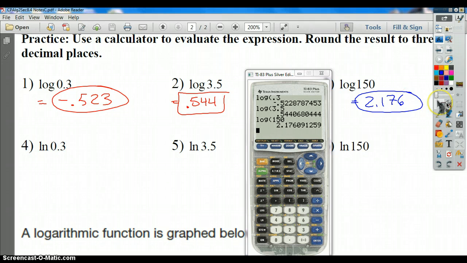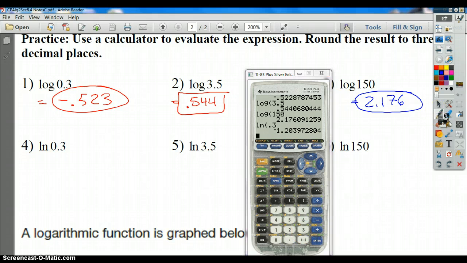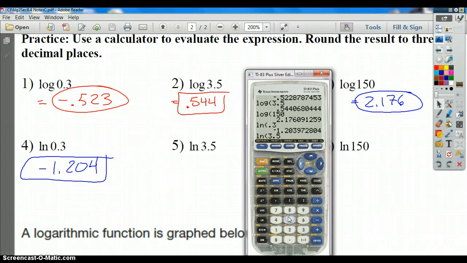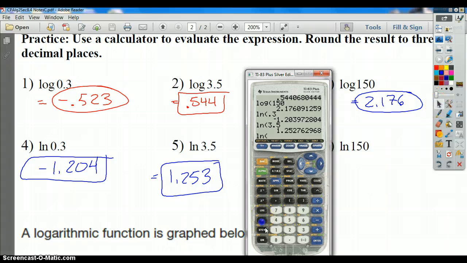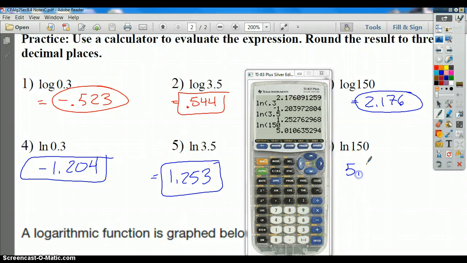Down to natural logs. Natural log is right under log. It's 0.3. And here we go with natural log. So this one's negative 0.204. Remember, 3 decimal places. Natural log of 3.5. And you can see these are different values. They're not the same thing. This time we have 1.253. And last but not least, natural log of 150. 5.011. So that's rounded to 3 decimal places.